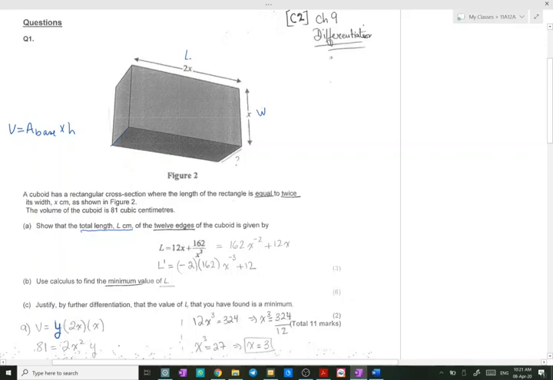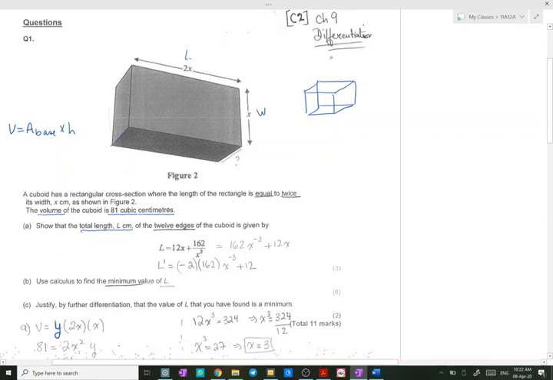So if you want to draw the cuboid again, it's 1, 2, 3, 4, 5, 6, 7, 8, 9, 10, 11, 12. So L is mainly the perimeter of the cuboid, or the sum of the edges of the cuboid. Now we need to start with the given, and the given is the volume. So the volume is 81 cubic centimeters.